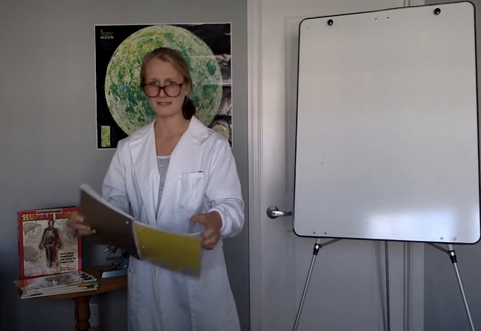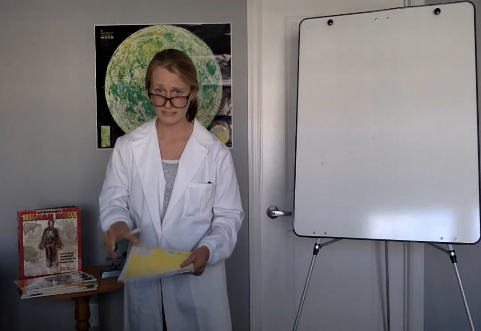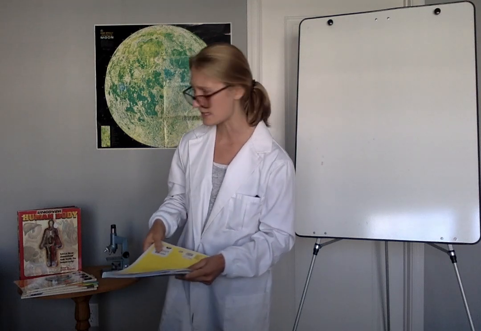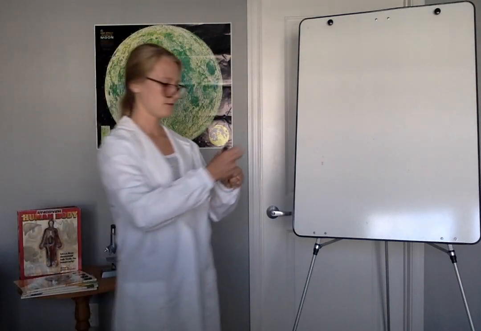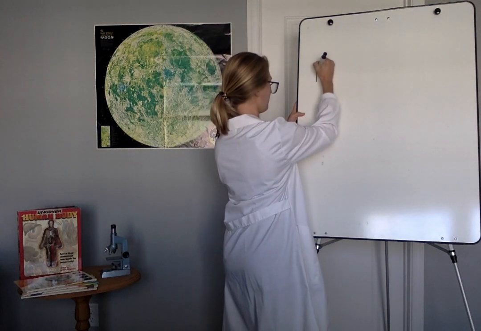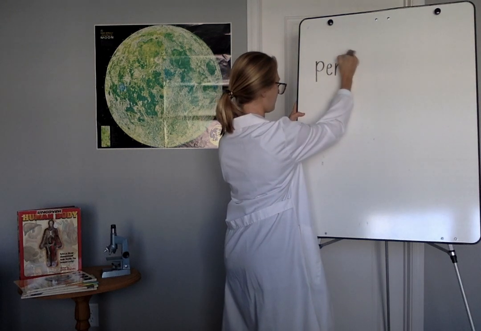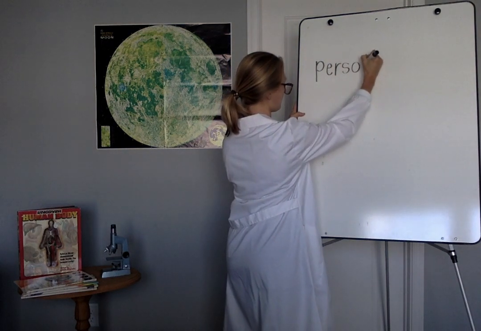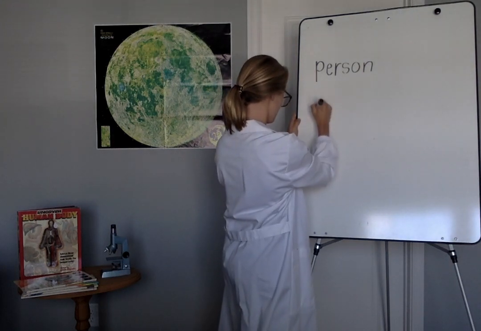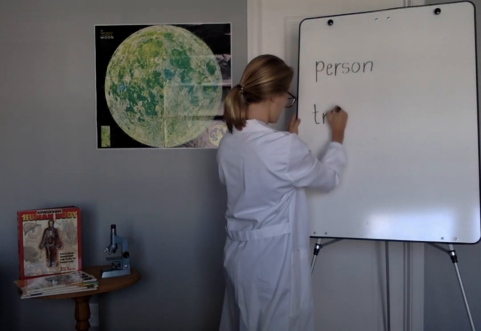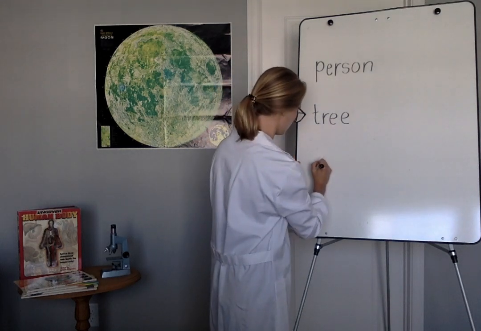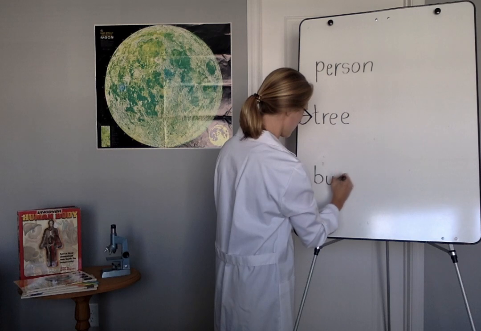Now, I'm going to make my list nice and big on my whiteboard here so that you can see these living things. Go ahead, while I'm writing on the board, make your own list of living things that you see. So I see a person. That's the first thing I see. I see a tree. That's a living thing. And I see a bunny.